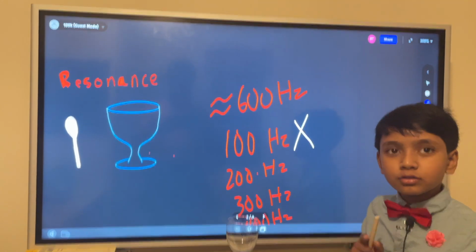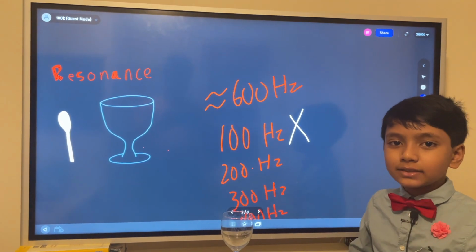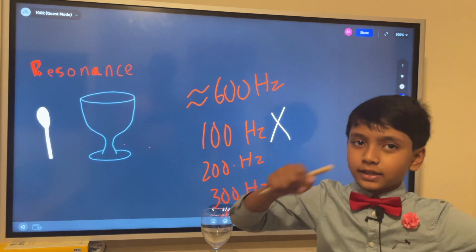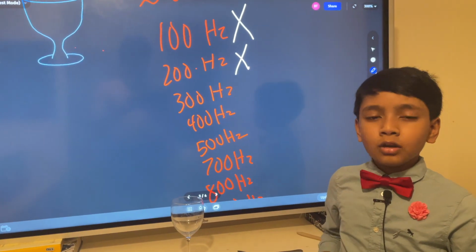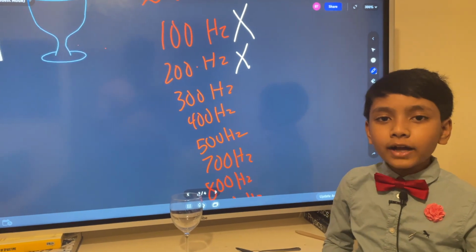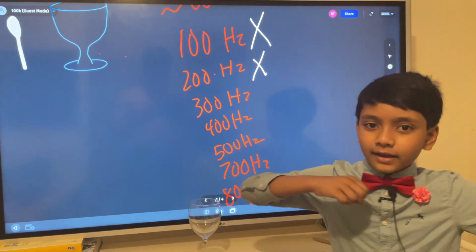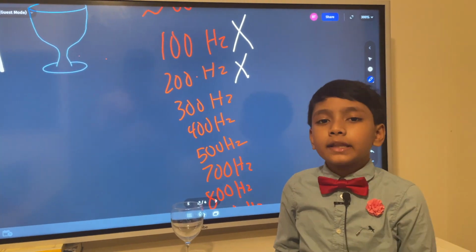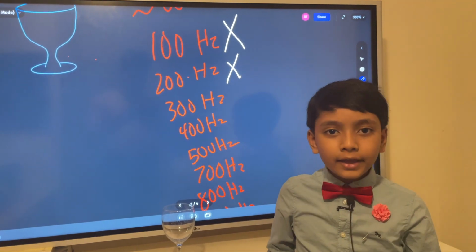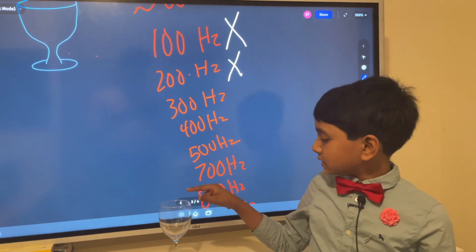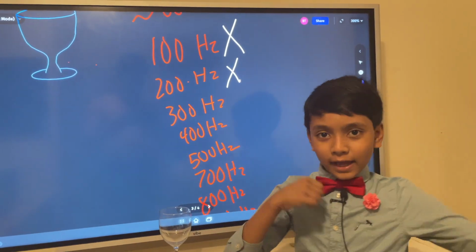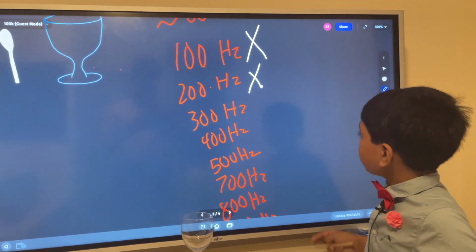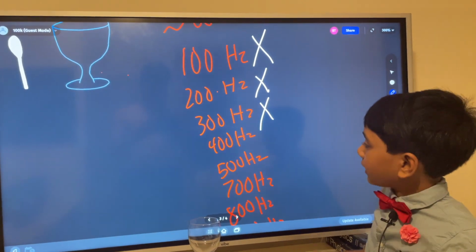And that is two strikes of 200. And as you can see, the glass still isn't dancing. So we found out that on 300 hertz, it's not dancing. Or actually formally, the amplitude didn't amplify. And so the glass didn't vibrate, which is, again, another term for dancing. Hooray! Alright, so 300 is back.